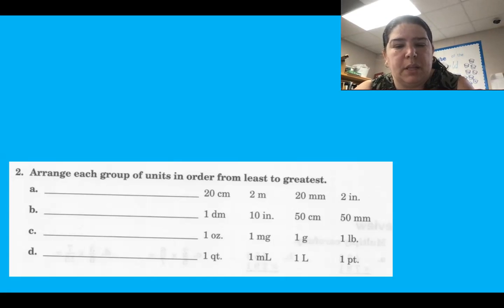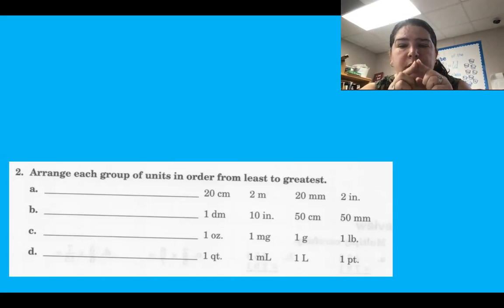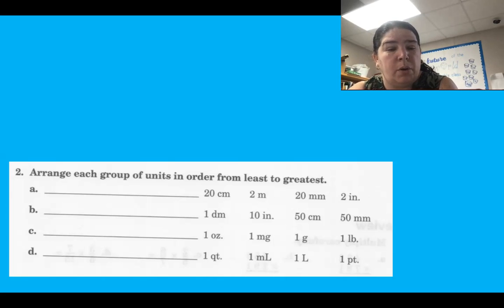How about letter B? Letter B, the smallest unit. Which one? Remember, millimeters is the smallest. A millimeter is 1,000th of a meter. Okay, if you took that meter stick, that big meter stick, and you cut it into 1,000 little pieces, it would be teeny tiny. And it does say 50 millimeters. And the next one? Good, 1 decimeter. And the next one? 10 inches. And the last one? 50 centimeters. Very good. Okay, do the rest, the next 2 on your own.